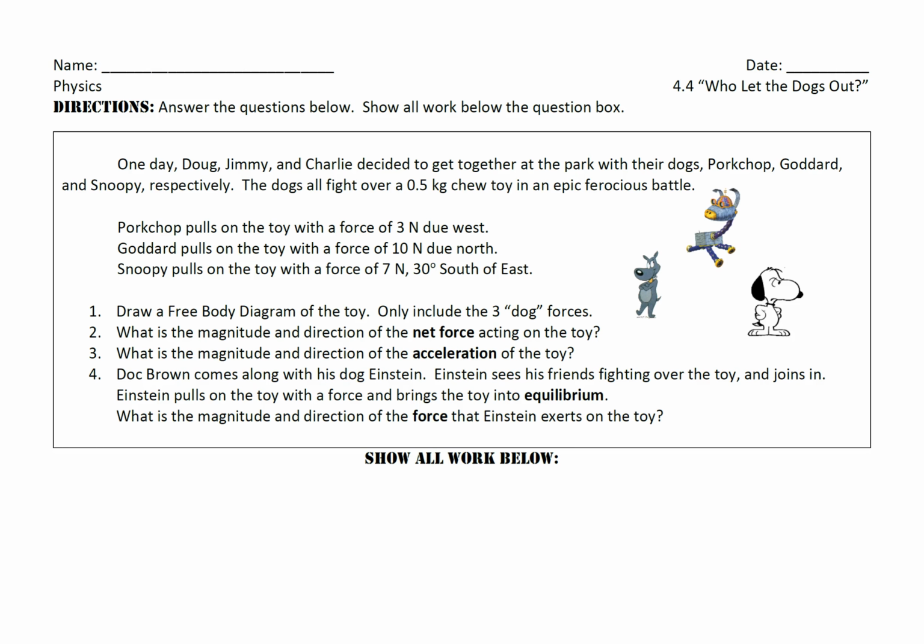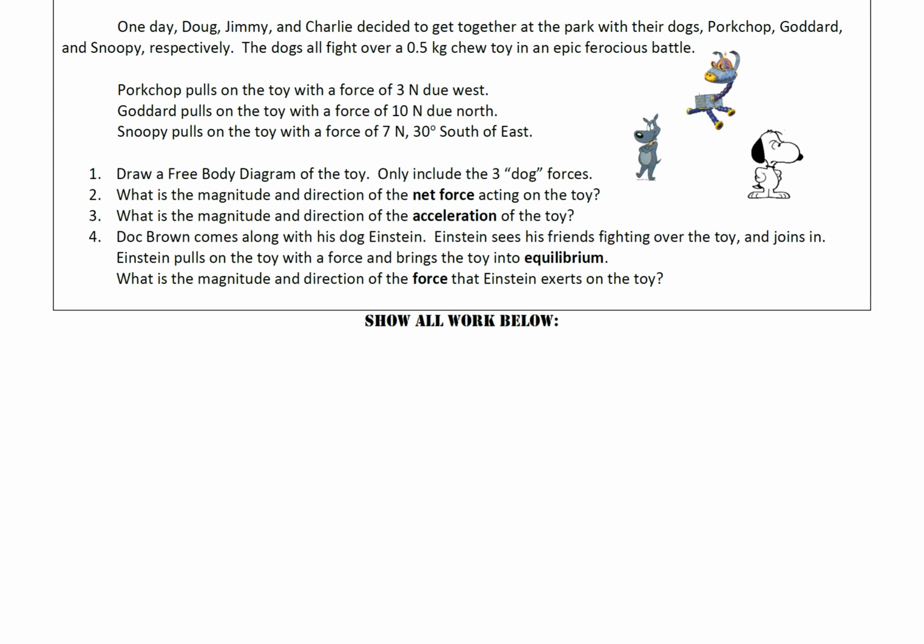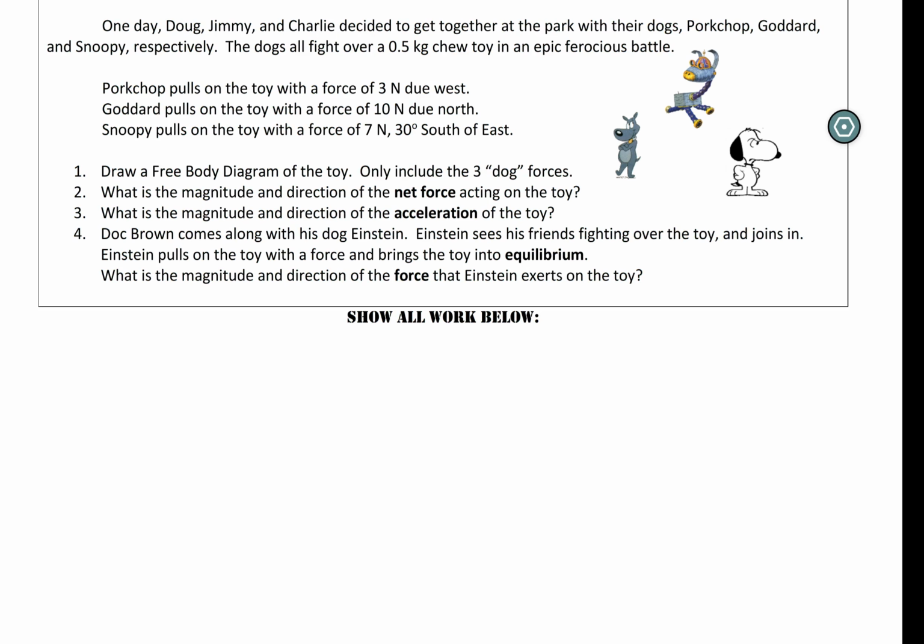So let's just start by drawing a free body diagram. In physics, it always helps to start with a free body diagram. All right, so you want to draw your box first. So this is part 1, FBD. We're going to draw a box, and then just start drawing forces coming from the center of the box.